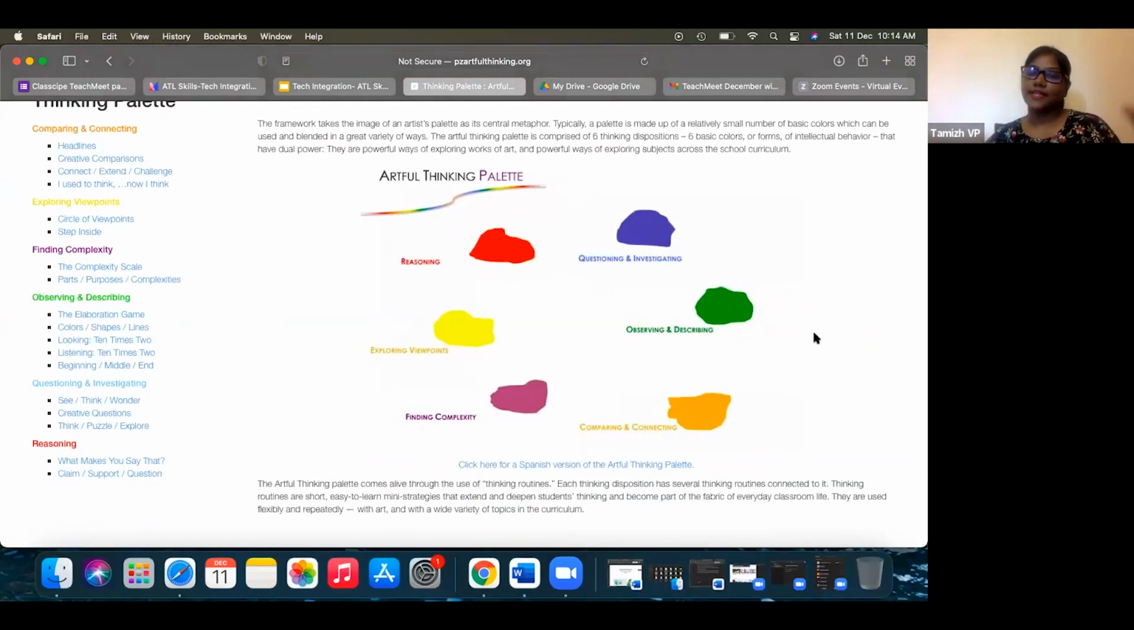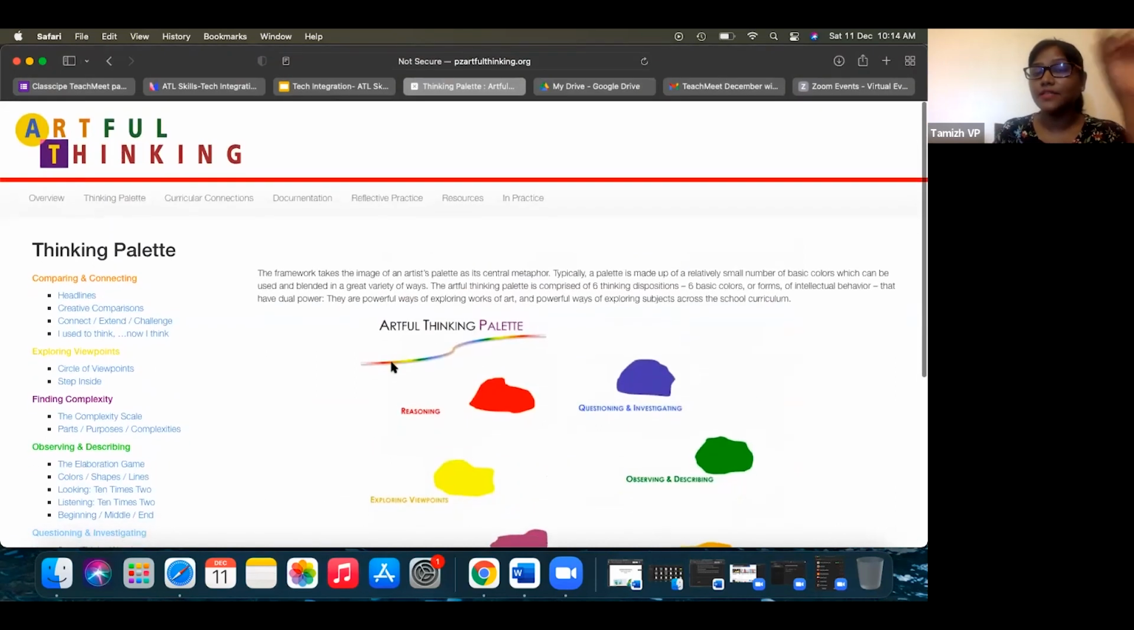What they do is they take art as a key subject and then they connect it with multiple other subjects. So it's a form of a visual thinking routine where they have reasoning, questioning and investigating, observing and describing, comparing and connecting, finding complexity, exploring viewpoints. Just like think, pair, share, or any other visible thinking routine that we use in the class, they bring in the art component to the visible thinking routines.